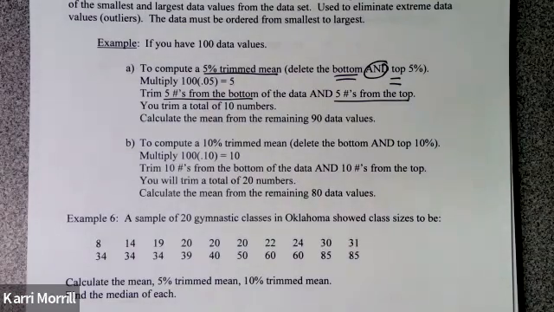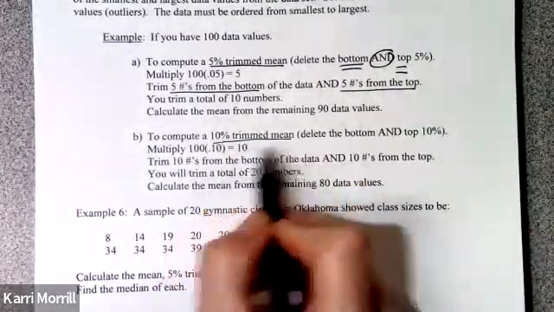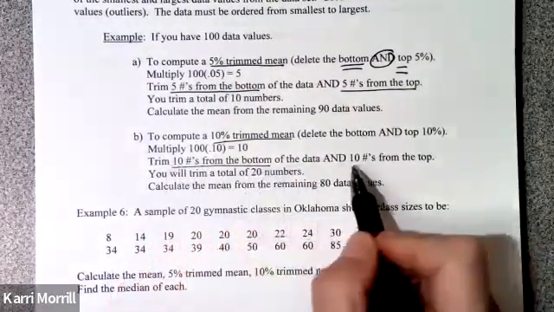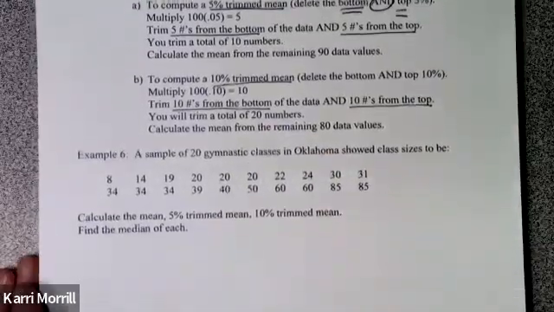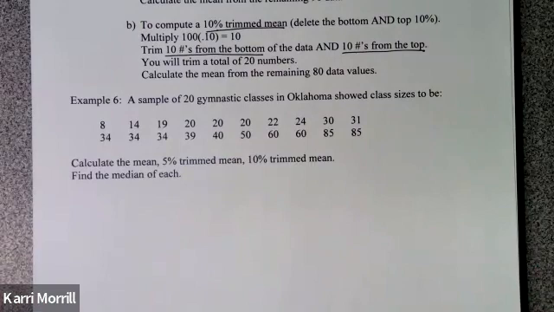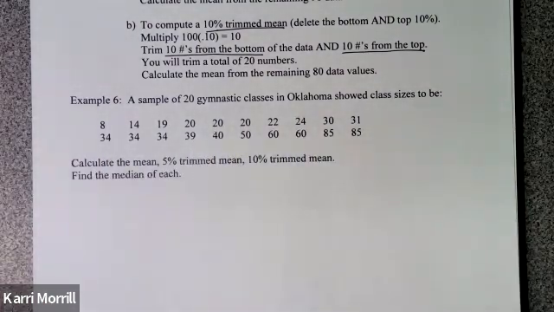If we do a 10%, it's literally the same thing, except we're multiplying times 0.10. So we would trim 10 from the bottom and 10 from the top, eliminating 20 numbers from this set of numbers. So for instance, example 6, we're going to calculate the actual mean, a 5% trim mean, and a 10% trim mean. So these numbers are in order from least to greatest when they're set up like that, which is wonderful when they do that.